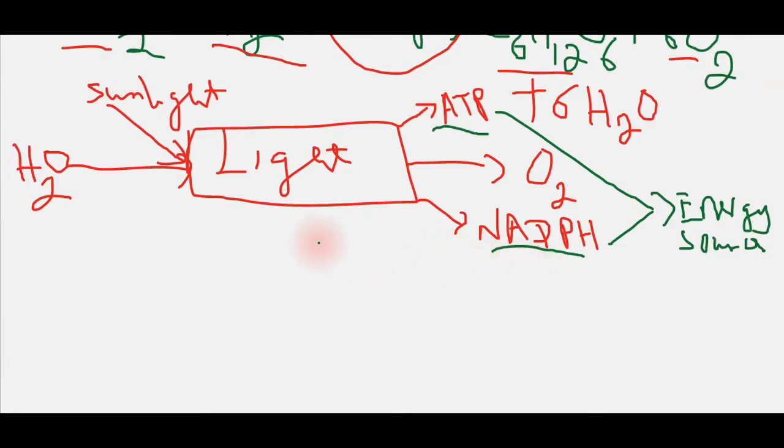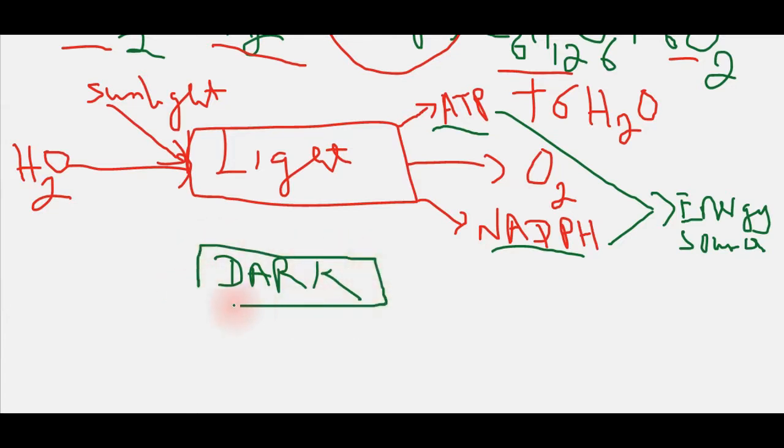So, in the dark stage of the reaction, also known as the Calvin cycle, carbon dioxide will be used in order to manufacture carbohydrate.